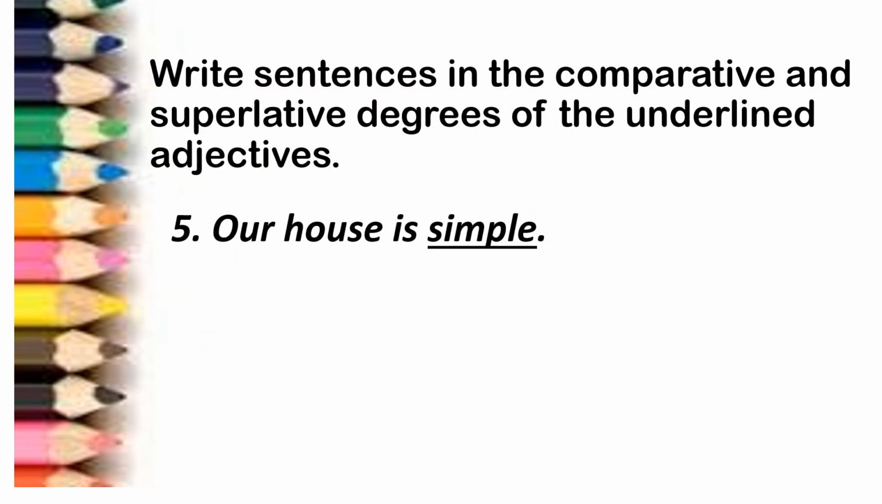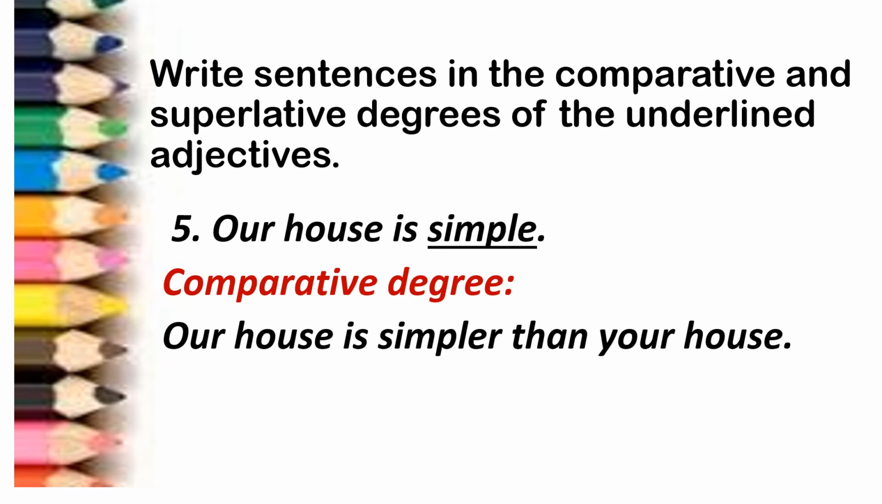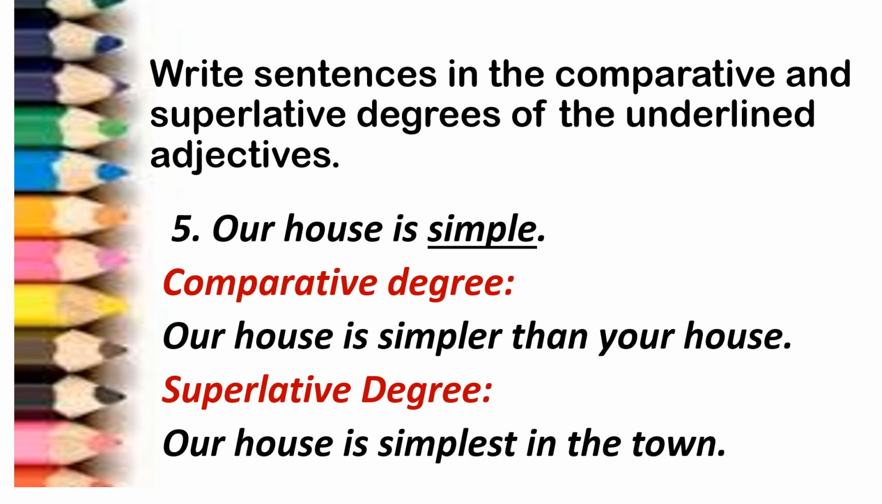Number 5, our house is simple. Comparative degree, our house is simpler than your house. Or, since simple is a special adjective, you can also say our house is more simple than your house. For superlative degree, our house is simplest in the town. Or, our house is most simple in the town.